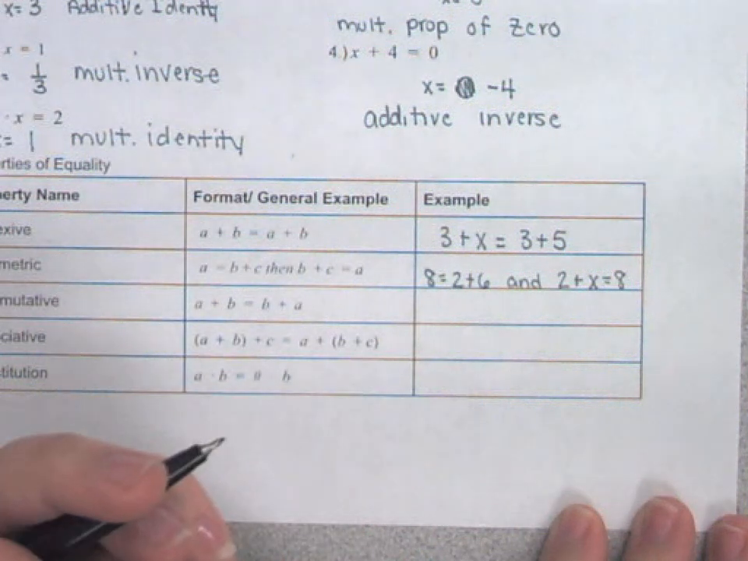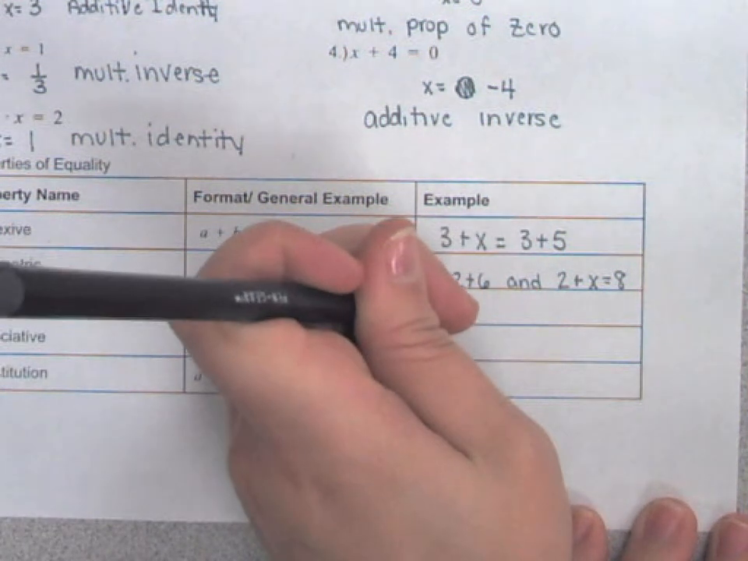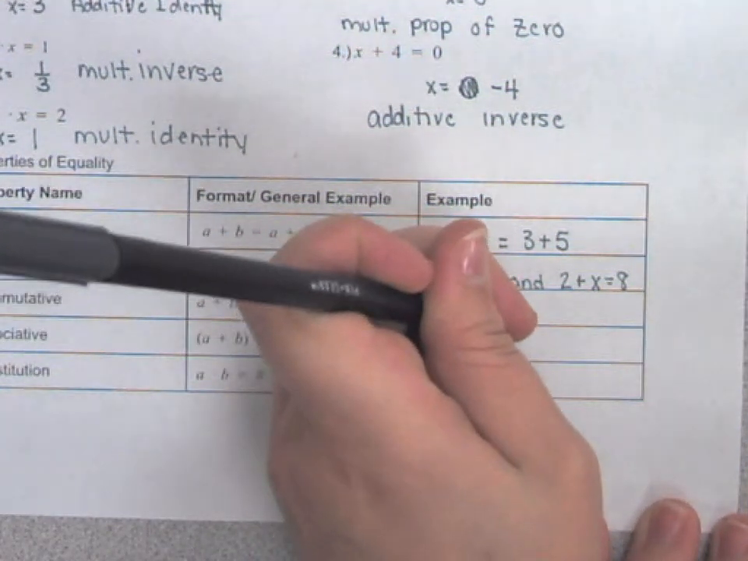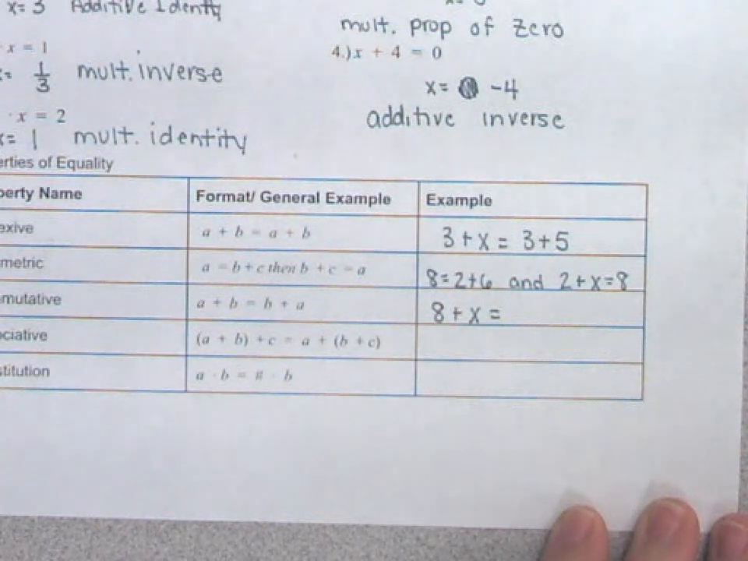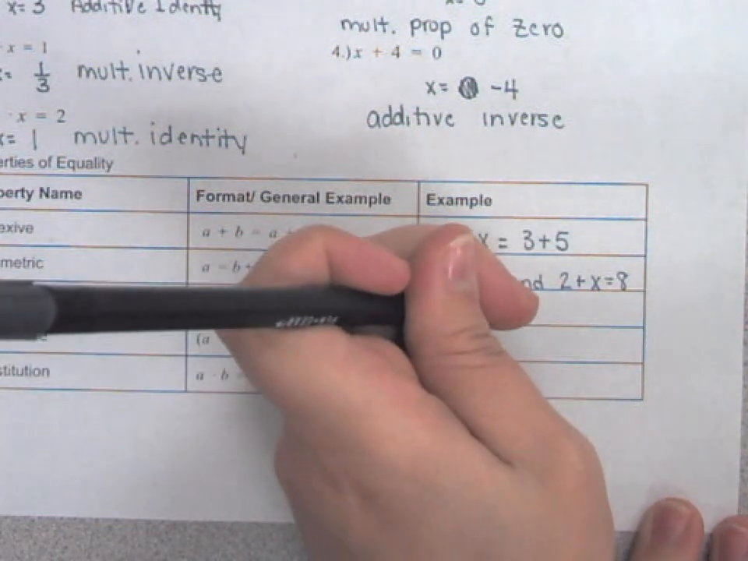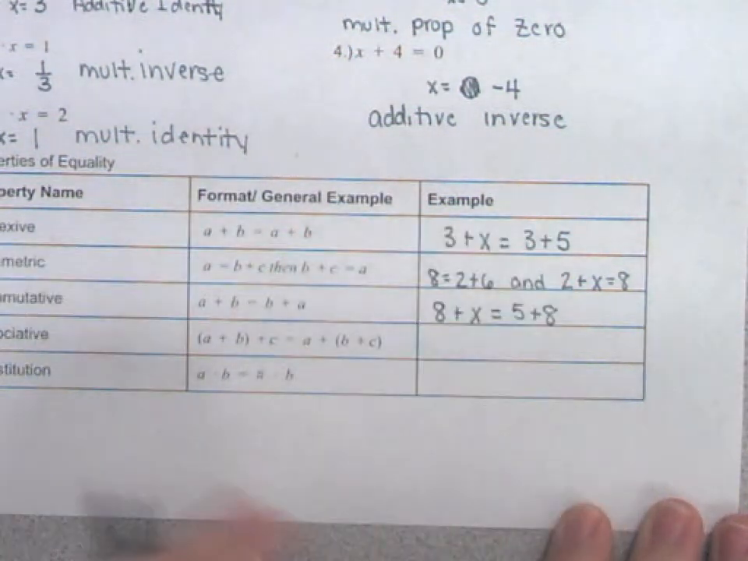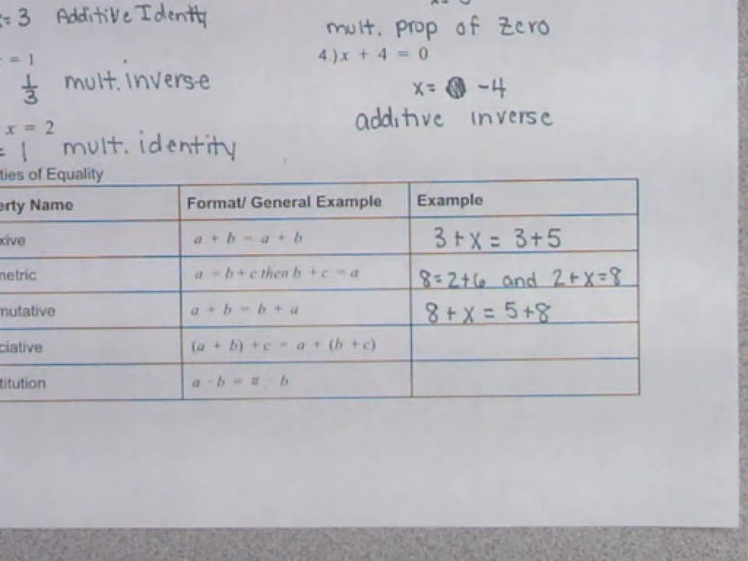So, an example with x in it. How about 8 plus x equals 5 plus 8? Remember, they switched their order.